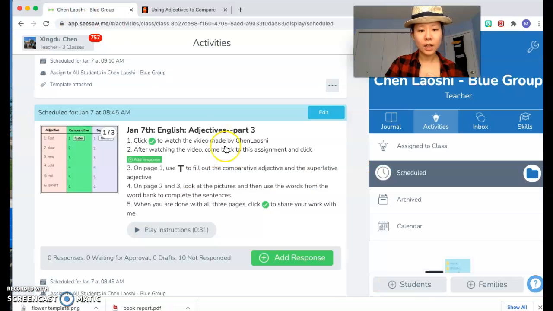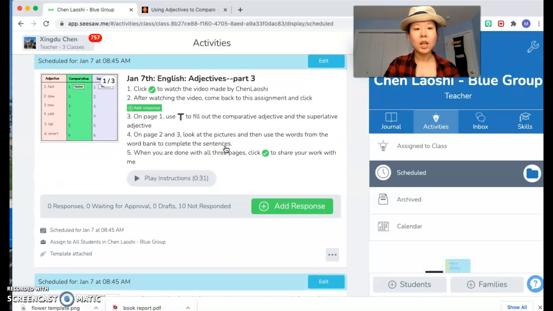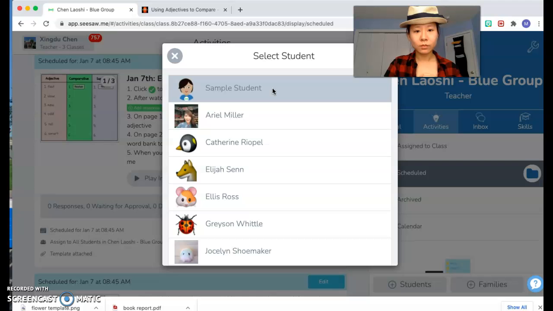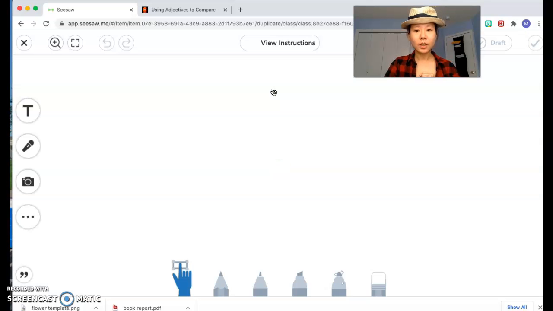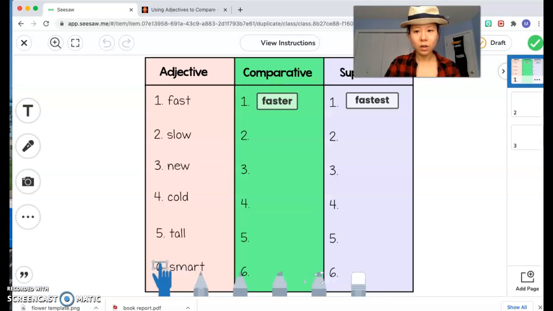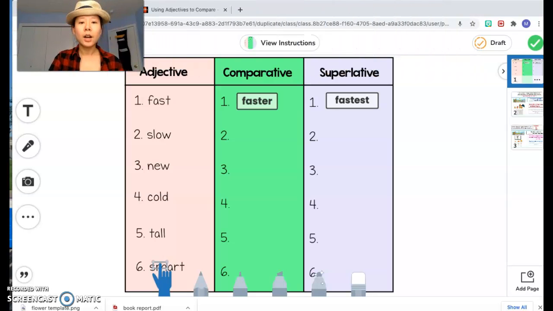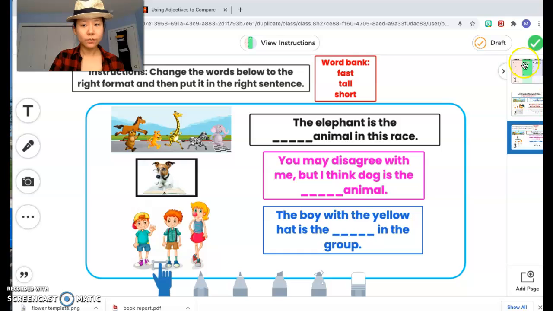So let's take a look at our seesaw. So when you get to seesaw, you will see this activity that says January 7th, English Adjectives, Part 3. So click Add Response. All right, there we go. All right, so this practice assignment has 1, 2, and 3 pages.